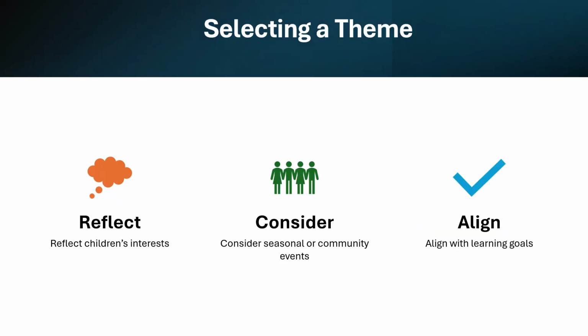Selecting a theme is the first critical step in planning. Start by reflecting on the children's interests and the topics they naturally explore during play. Observing conversations and play patterns can give you clues about potential themes. Seasonal events or community activities also provide great opportunities for relevant themes.